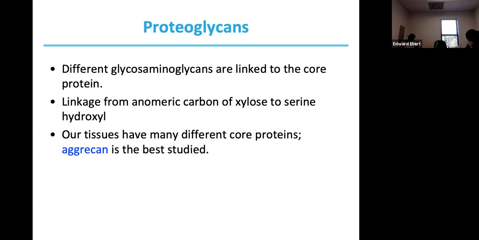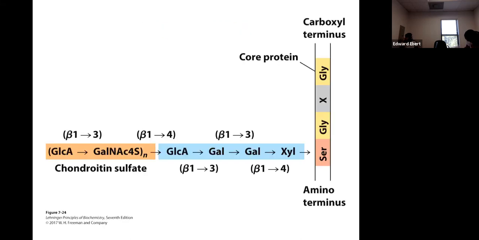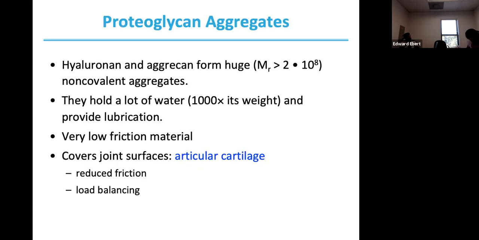There's a lot of different core proteins, but aggrecan, named because it aggregates and forms big clusters, is probably the best studied. We can look at this terminus in here, but we're not going to sweat this too much. But again, we can see our different types of linkages, beta 1,3, beta 1,4, beta 1,3, beta 1,4, kind of repeating in there. But let's take a look at what these aggregates can do. We can get these huge aggregations of these proteoglycans that will hold a lot of water, so they can provide a lot of lubrication. They're very low friction.